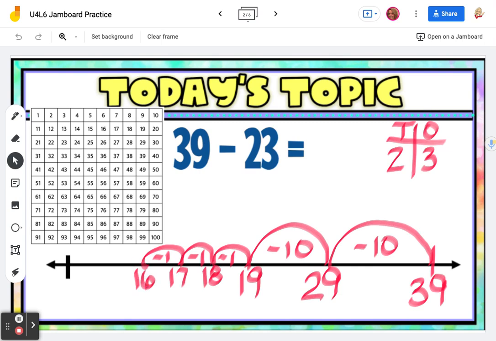I'm going to go to my hundreds chart and I'm just going to check. So I have 39. I'm taking away 2 tens. I know when I take away on a hundreds chart, I go straight up. So 1, 2. So I took away my 2 tens and now 3 ones. So to subtract on the hundreds chart, I go left. 1, 2, and 3, 16. And that's what we came up with right here. So that is correct. Excellent.